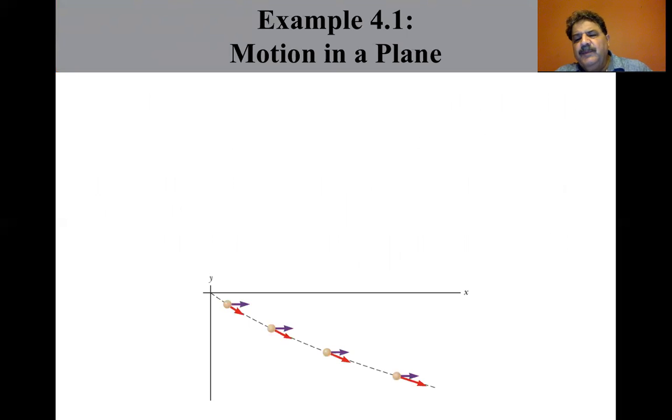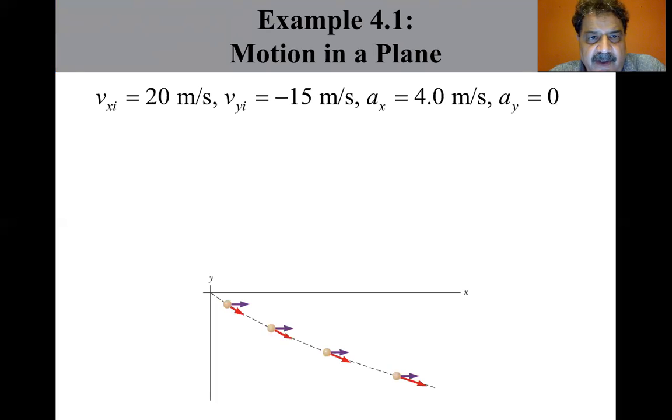Now, to analyze this, we begin by setting Vxi equal to 20 meters per second and Vyi equal to minus 15 meters per second. Ax is equal to 4.0 meters per second squared and Ay equals zero. These parameters are shown here.